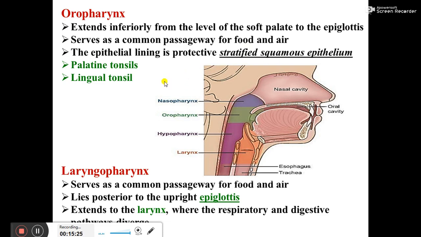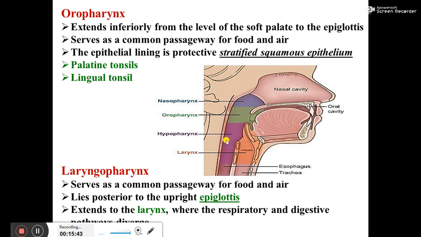Plus there are two tonsils present in this zone, the palatine tonsils and lingual tonsils. So oropharynx is not a strictly air passageway. It is a common passageway for food and air. So this is the second zone of the pharynx.